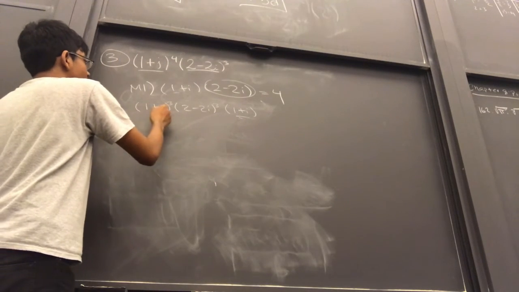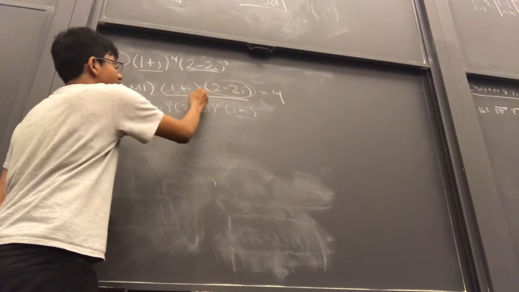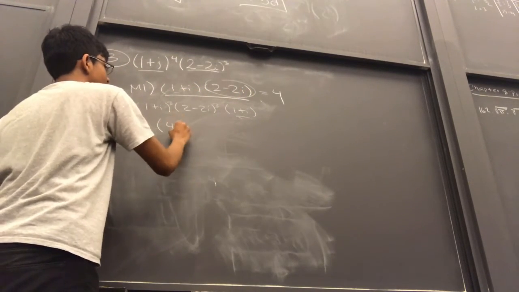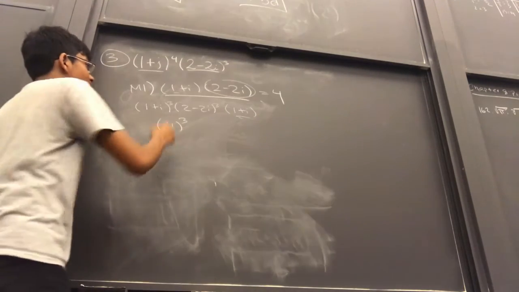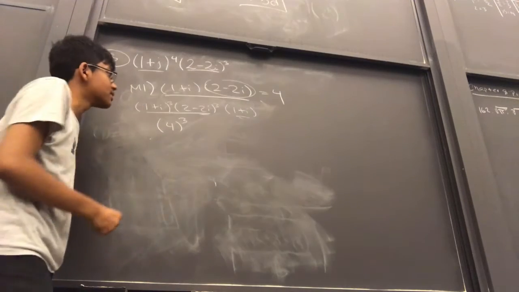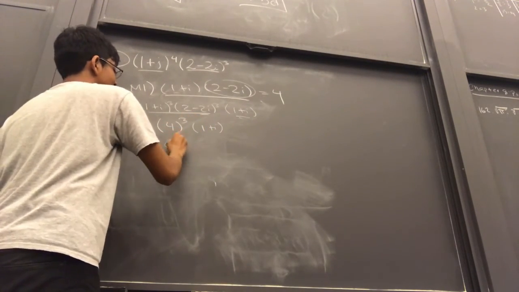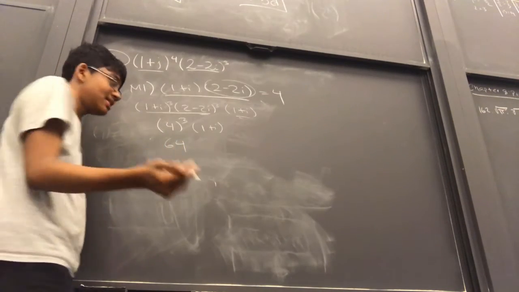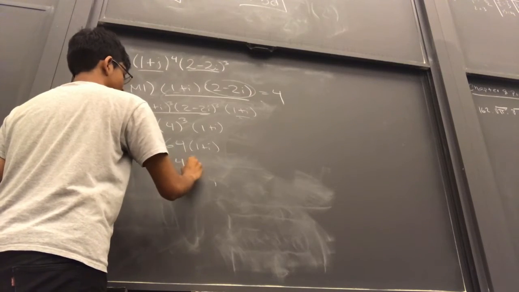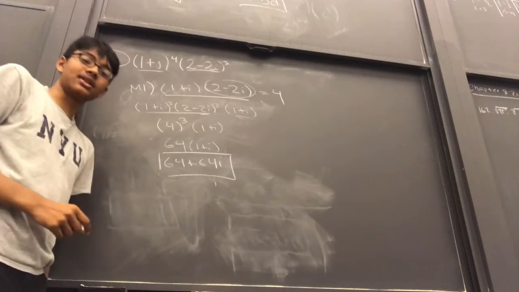So since we know the product of multiplying them once is 4, we're going to cube that product so that we can find out what the product of them multiplied by themselves 3 times is. And we're going to multiply that by 1 plus i. So 4 cubed is 64. 4 times 4 is 16, times 4 is 64, times 1 plus i. And now the problem has become trivial. Our final answer is 64 plus 64i.